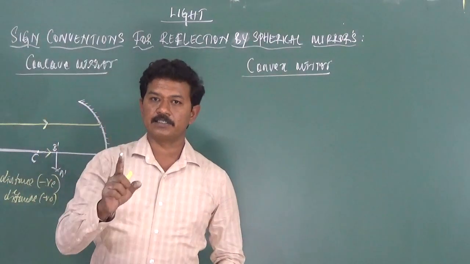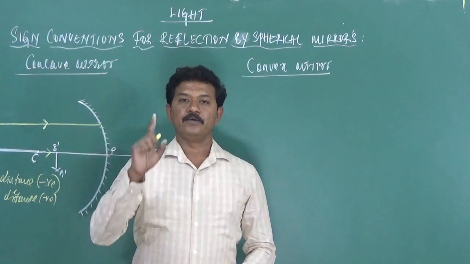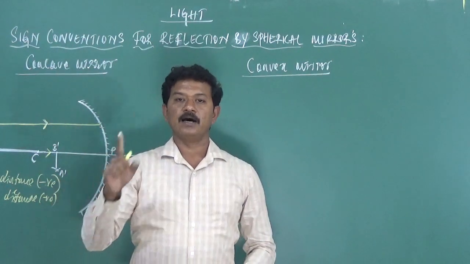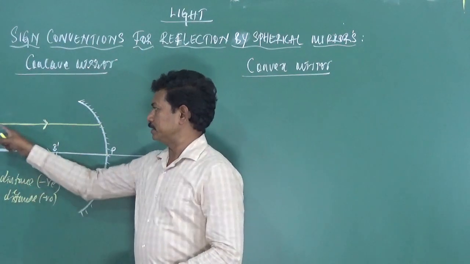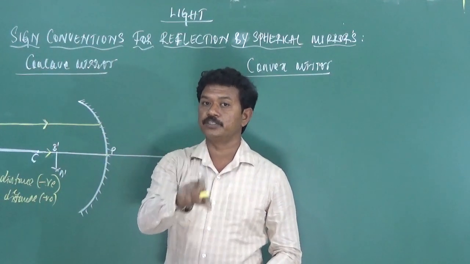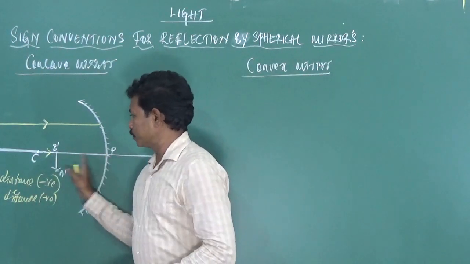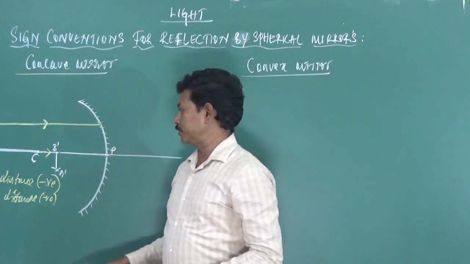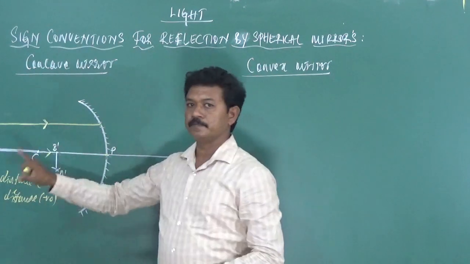Keep this rule I am telling you. All the distances from the mirror are to be measured from the pole of the mirror. If you are measuring anything, that is the object distance or the image distance, in the direction opposite to that of the incident light rays, then that value, that distance you measure in centimeters or meters, should be taken as negative. Please keep in your mind. So object distance here is negative, image distance is also negative.